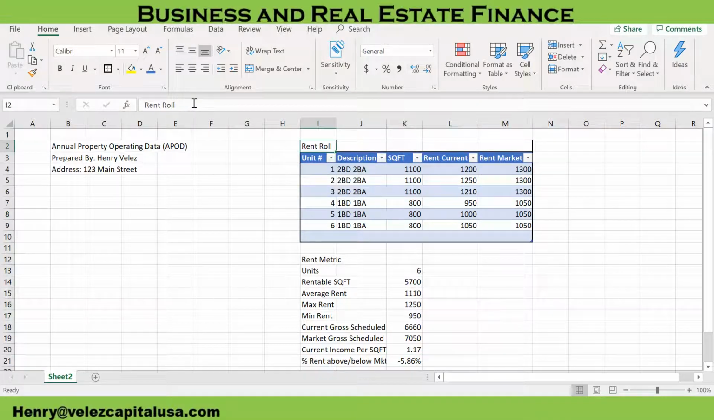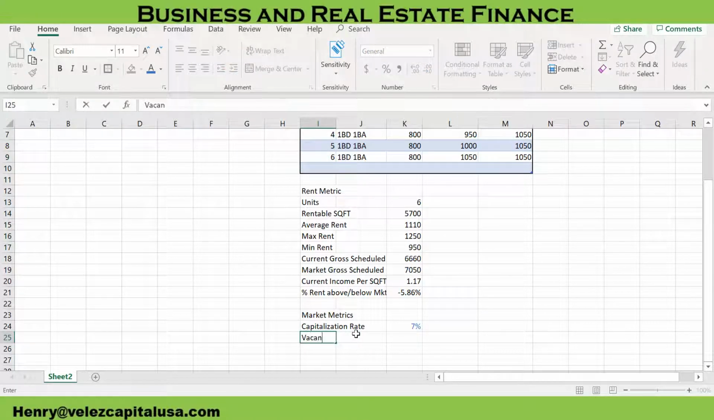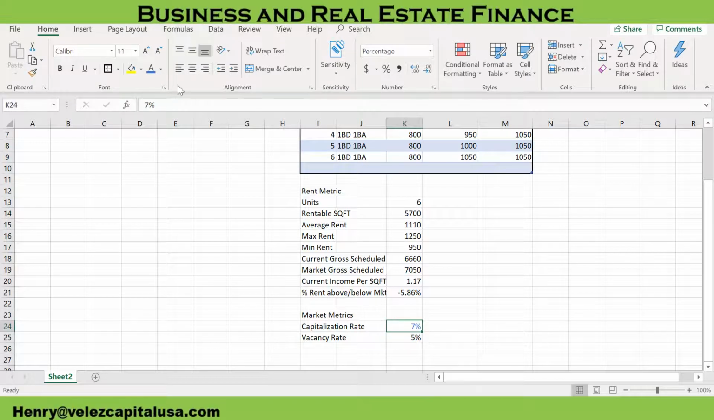And then the whole table is editable. So we won't make it all blue. So all this in black shouldn't be touched because it's all driven off these numbers over here. Capitalization rate is based off your research, based on the local market, as is the vacancy rate, which we will put at 5%. Okay?